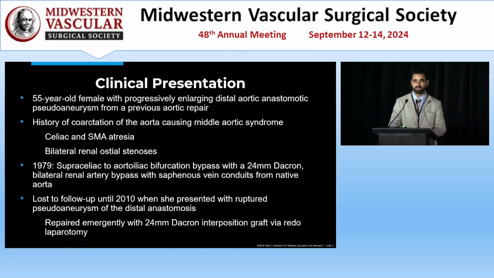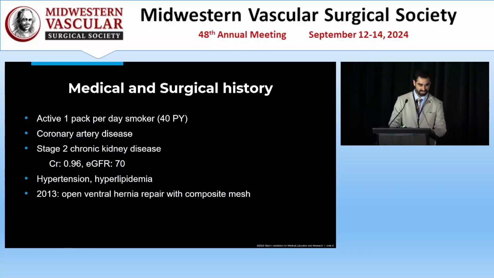She was lost to follow-up until 2010 when she presented with a ruptured pseudoaneurysm of her distal anastomosis, which was repaired emergently with a 24mm Dacron interposition graft. The patient is an active 1 pack per day smoker, has a history of CAD, stage 2 CKD, and after her vascular surgeries she had, in 2013, an open ventral hernia repair with mesh placement.